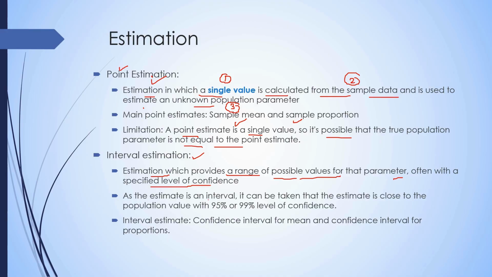As the estimate is an interval, it can be taken that the estimate is close to the population value with 95 to 99% level of confidence. So you can be 95% or 99% sure that the population value will fall within the range of the interval estimate. The two main interval estimates are confidence interval for mean and confidence interval for proportions.